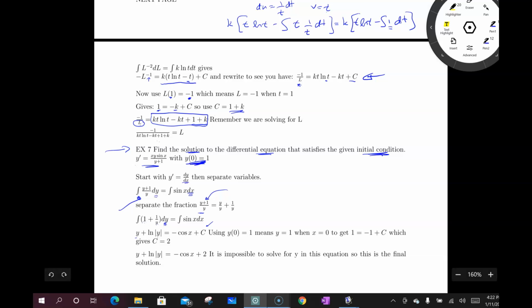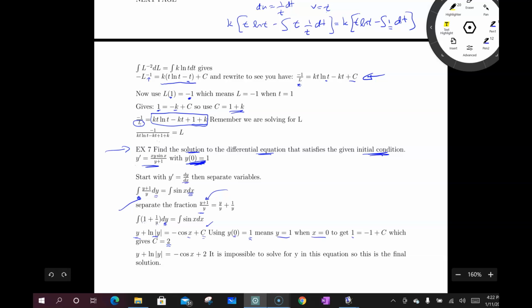Now I'm going to use my initial condition. So this says use x equals 0 and y equals 1, right? Make sure you get that correct in the right order. So now I'm going to put in y equal 1. ln of 1 I know is 0, so I get 1 on the left-hand side. Cosine of 0 I know is 1 with the negative sign, and so c turns out to be 2.